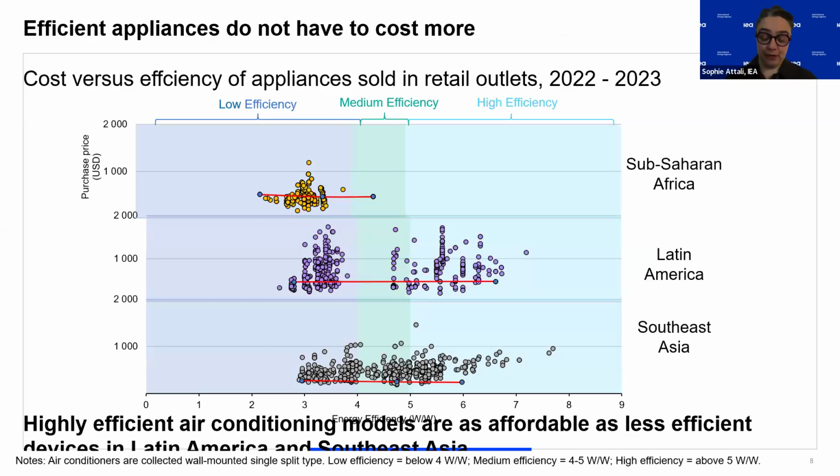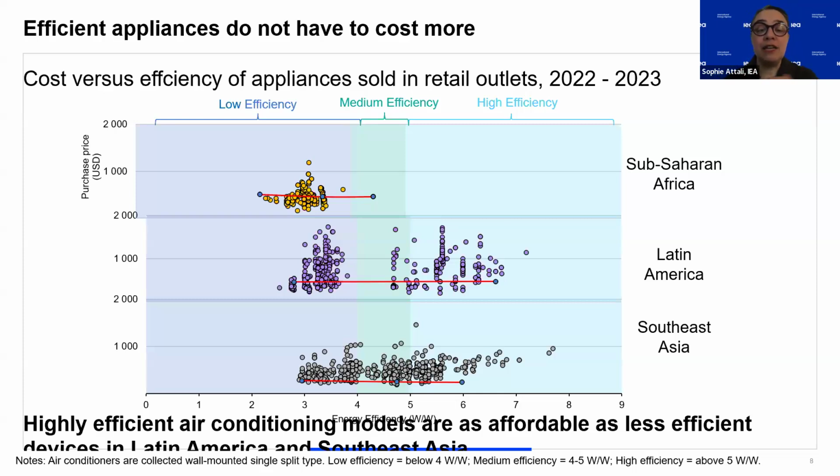So this graph is very important, because very often when we speak with governments, we are told that it's impossible to have such stringent policies because the cost would make it an impossible barrier to overcome. So we bought some market data that was crowdsourced in 3 regions of the world. At the bottom we have Southeast Asia, in the middle Latin America, and at the top Sub-Saharan Africa. This slide is for air conditioners, but we have similar data for refrigerators and also for fans to some extent. This data shows market price according to efficiency.